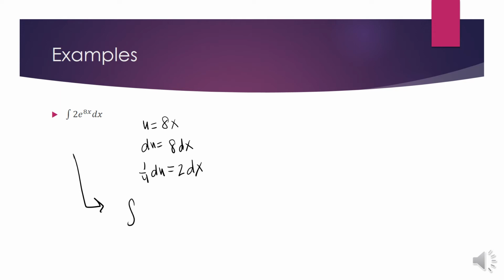Now comes the time where we rewrite. So 2 dx became 1/4 du, and then e to the 8x is my e to the u. So my integral became 1/4 e to the u. Now I'm going to actually integrate. So the antiderivative of 1/4 e to the u is 1/4 e to the u plus c. And then we're just going to plug back in. So I get 1/4 e to the 8x plus c.